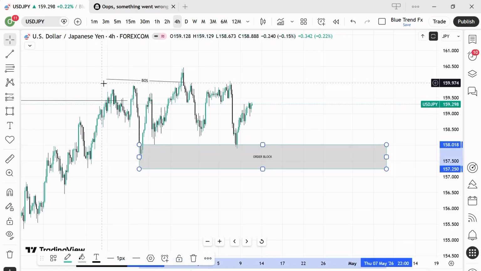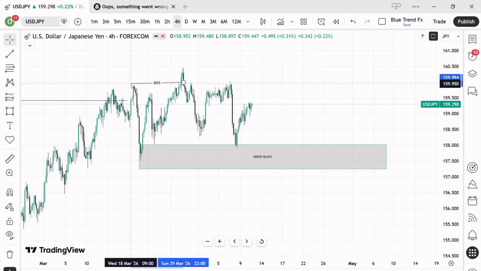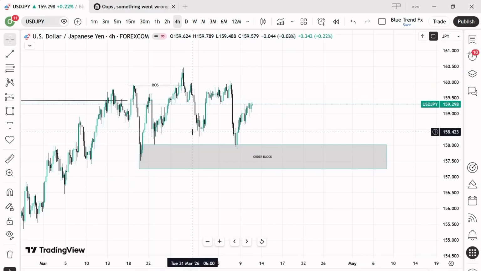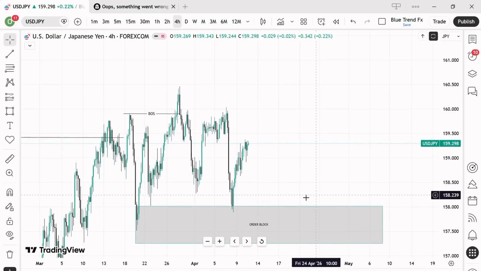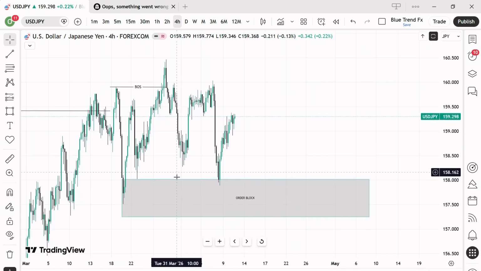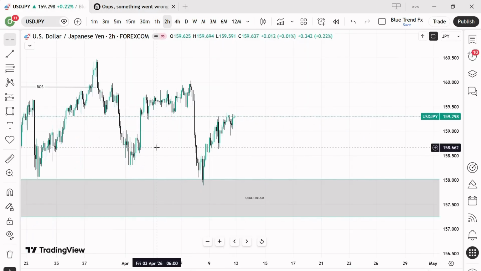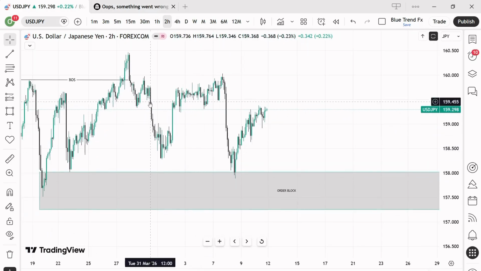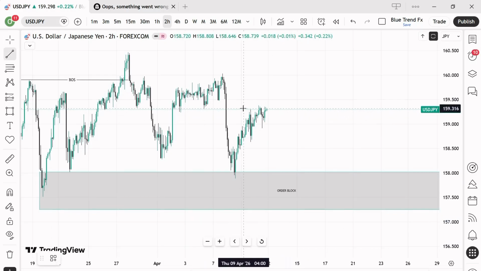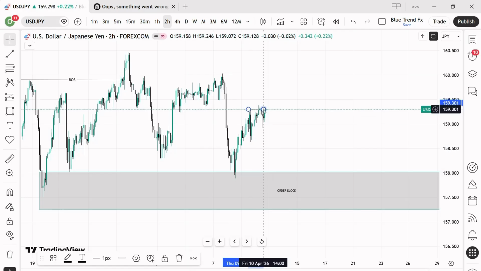I got in at this level last week. Still in a good profit number. So let's go to 2 hours. On 2 hours, I can see a break of structure right here.